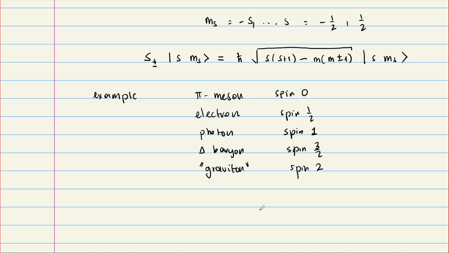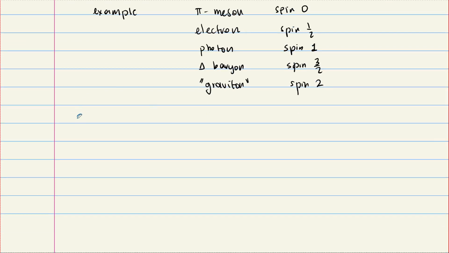Since by far the most important example is spin 1/2, for the rest of the lecture I want to focus on spin 1/2 and see how it behaves. So let's focus on spin 1/2. For spin, we have S is 1/2, and MS goes from minus S to plus S, minus 1/2, increasing by 1, to plus 1/2, and that's it.